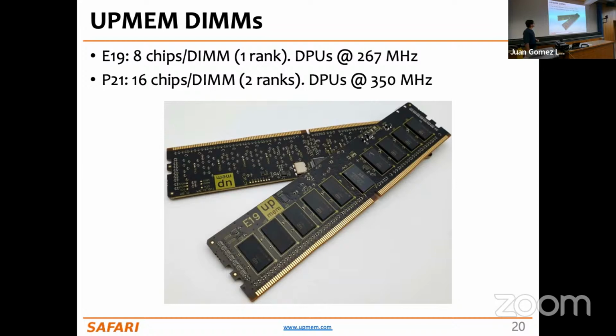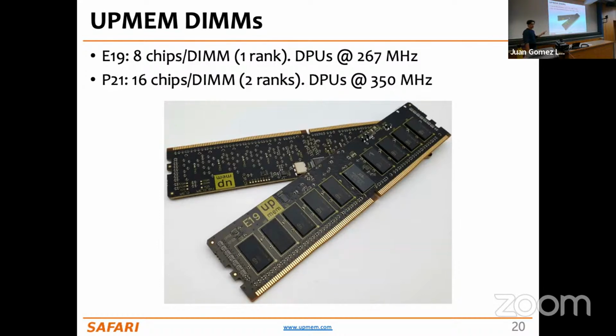Later, they fabricated this newer generation with 16 chips per DIMM. There are 2 ranks of 8 chips, each of them, and the DPUs run at a little bit higher frequency, 350 megahertz. That number corresponds to the version that we used when we did all the research work that we are going to present today.